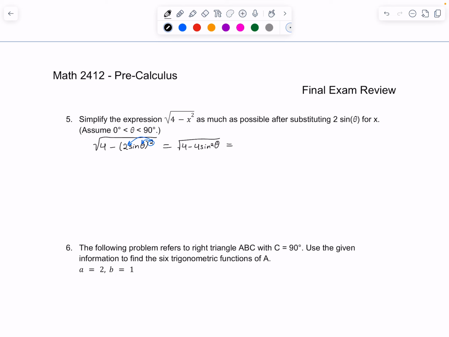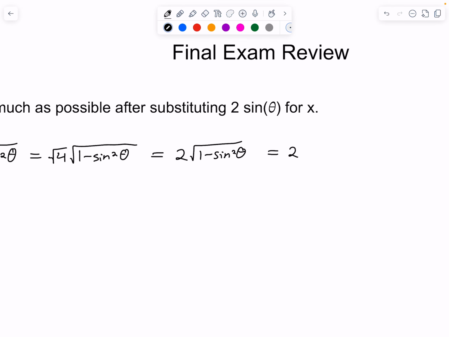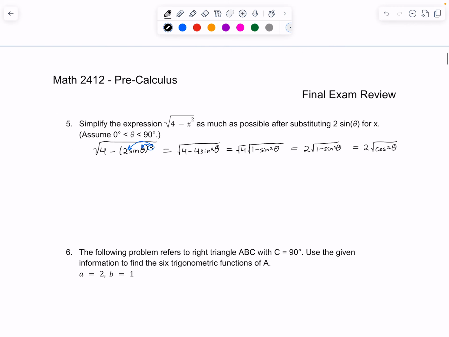Then I notice that they both have a 4 in it, which means 4 is a factor. So I'm going to take out 4 because it's a perfect square. I'm left with 1 minus sine squared theta. Of course, that's equal to 2 root 1 minus sine squared theta. Then you may remember that 1 minus sine squared is equal to cosine squared. And once we do this, we can say that this is equal to 2 times the cosine of theta. And that'll be our answer.